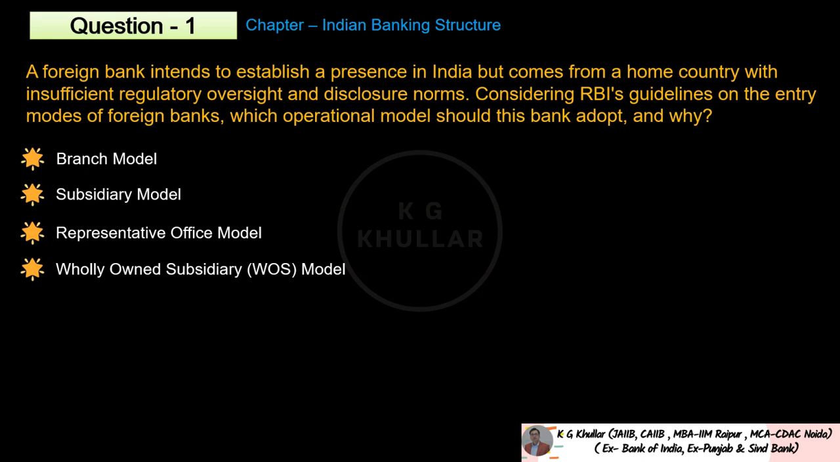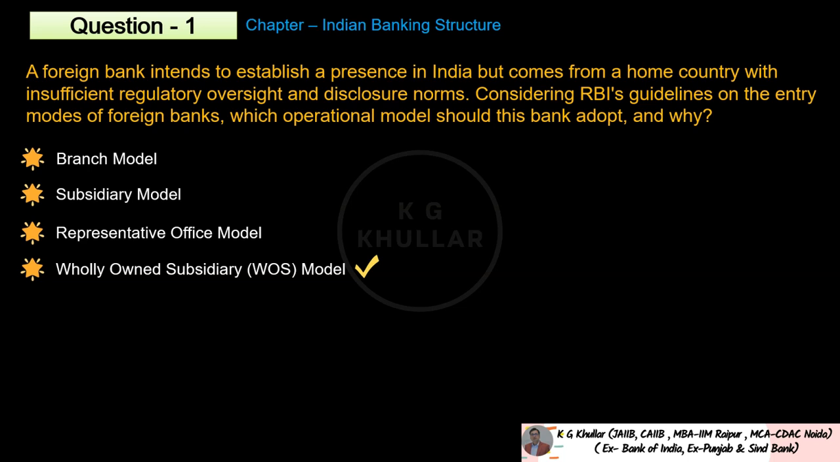Now friends, please note, according to RBI guidelines, foreign banks whose home countries lack adequate disclosure norms or regulatory supervision must enter through the wholly owned subsidiary model, that is WOS model. Now this model ensures better control and supervision by the RBI and also reduces risk associated with insufficient oversight from the bank's home country. Thus the correct option for the given question is option D.